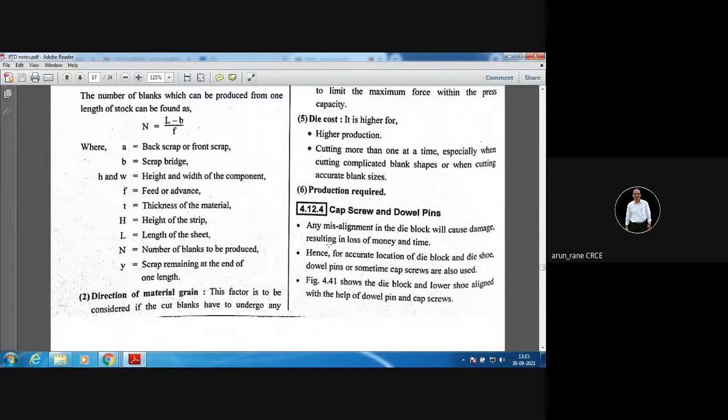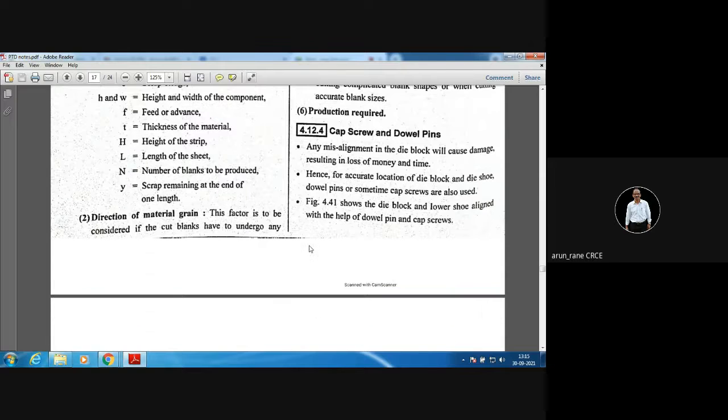Then die cost. Now die cost depends upon the production. That is how many pieces you want, whether you want 1 lakh pieces or 5 lakh pieces or 10 lakh pieces, whether you want to make the die soft or hard, and what kind of material is used, whether high carbon high chromium material, hot die steel or P20. So on that your die cost will depend.